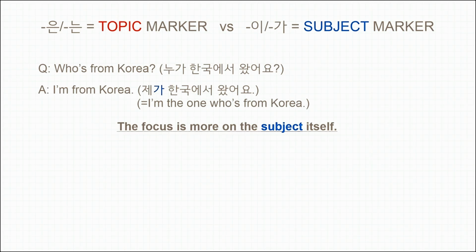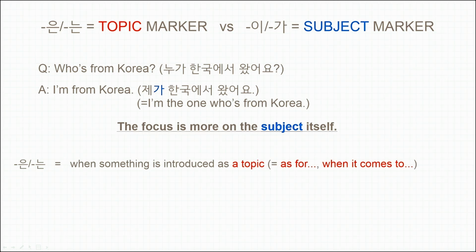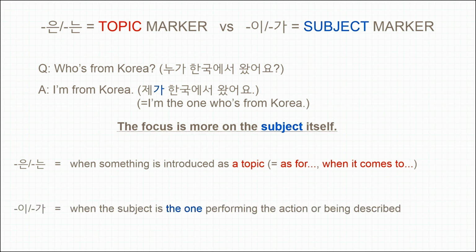So we use 은는 when something is introduced as a topic, similar to as for or when it comes to in English. We use 이가 when the subject is the one performing the action or being described in the sentence. That's why 은는 is called the topic marker and 이가 is called the subject marker.